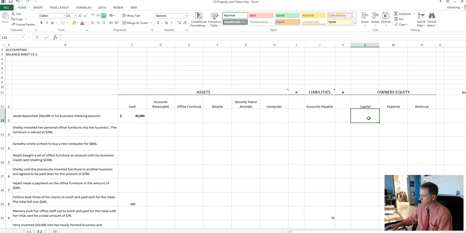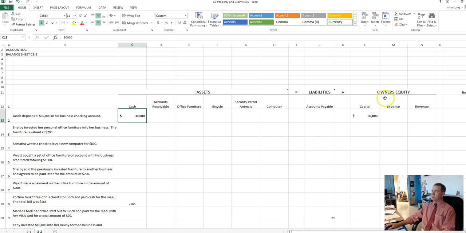So once again, $30,000. And we can format that with the dollar sign. Decrease the decimals. Bold and center. And so there's our first transaction. And we take a look at it and we see that the equation is still in balance. Assets increased by $30,000. Owner's equity increased by $30,000. So the right side of the equal sign is equal to the left side of the equal sign.